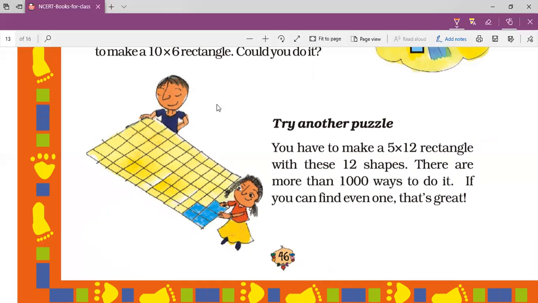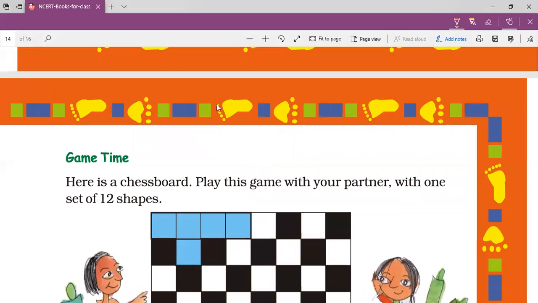Now 5 into 12. There are more than 1,000 ways to do it. If you can find even one, that's great. This is a fun activity you can do at your home. Now come on page number 47.